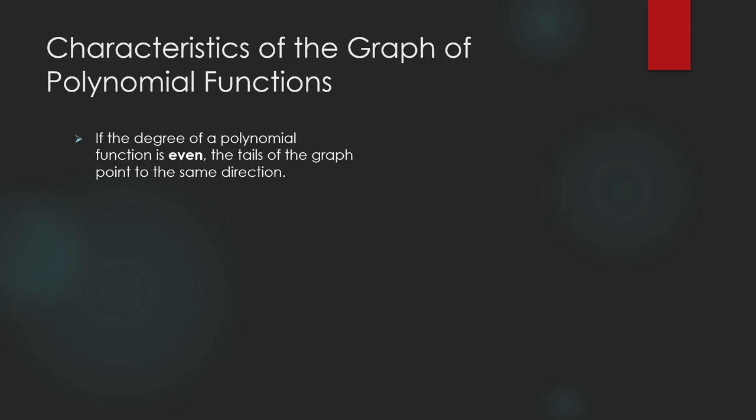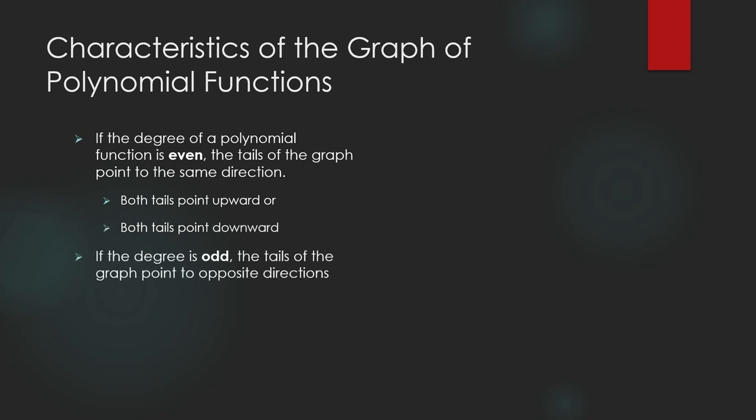If the degree of a polynomial function is even, the tails of the graph point to the same direction. Okay? The end tails of the graph point to the same direction. So that means both tails can either point upward or both can point downward. If the degree is odd, the tails of the graph point to opposite directions. So one tail points upward and the other tail points downward.